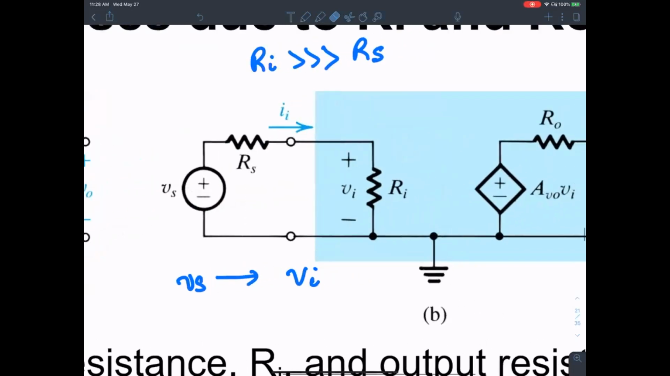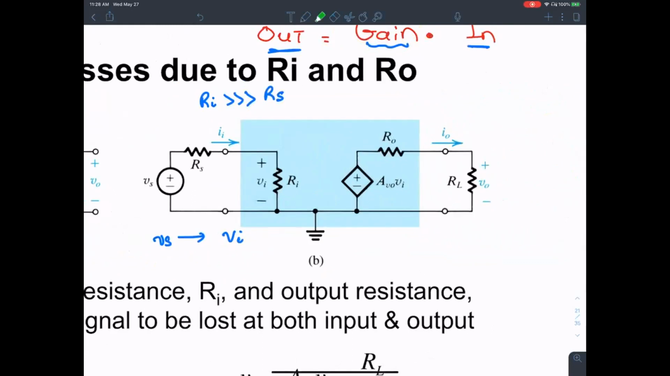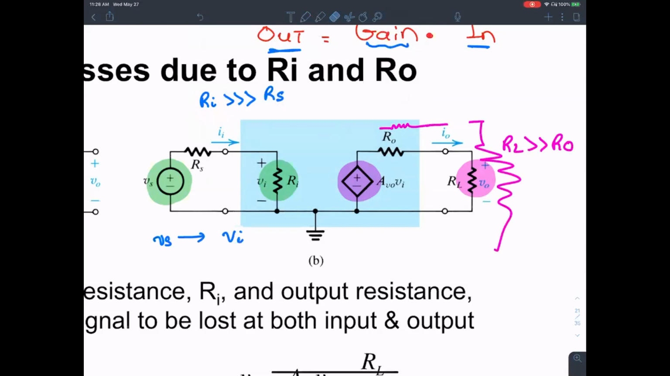Okay, so let me explain the exact same thing on the other side. You want this voltage to show up here, so you make Ri big. Exactly similarly, you want a lot of this voltage to show up there. Therefore, you make RL much greater than R0. Then a small amount of that voltage is going to drop here, and a big chunk of that voltage is going to drop here. There are two resistances, R0 and RL. If you make RL really, really large, then a lot of this voltage is going to show up over there, and only a small amount is going to drop there. Does that make sense? Okay, so that's the idea.